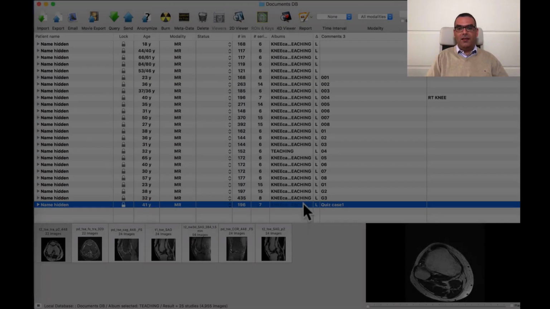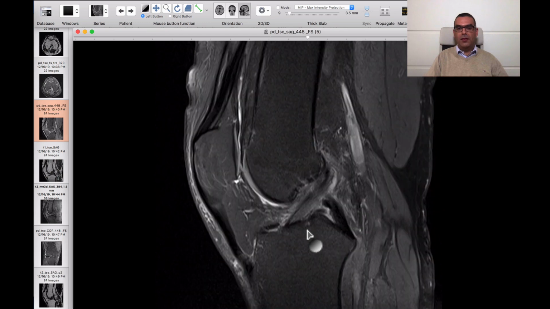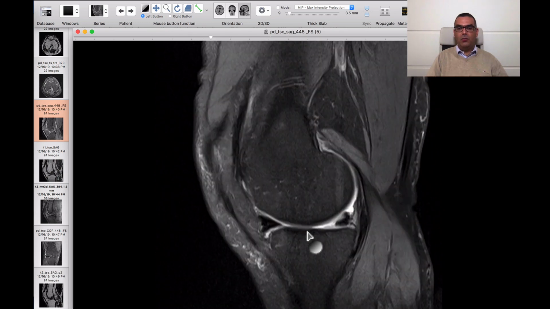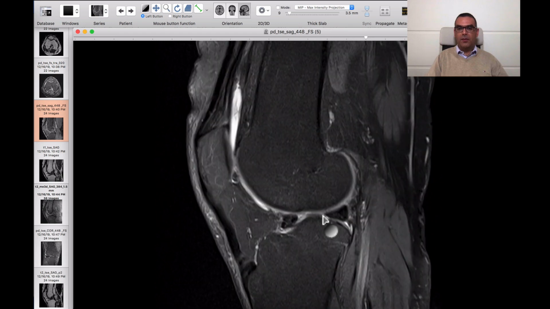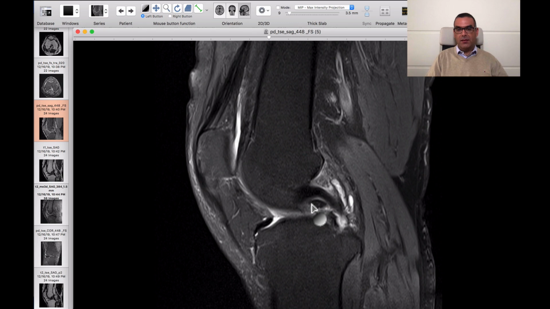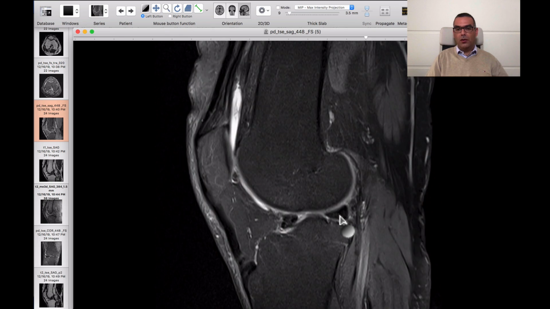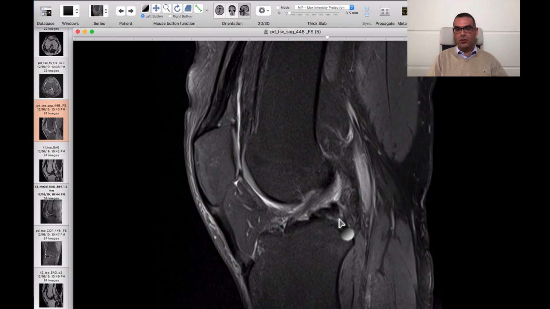But first of all, let's address the quiz case we showed at the last video. In this case, we were asking about this structure. So we reviewed the MRI of the knee quickly, and we were asking about this structure. So this structure is actually a normal structure. This is the meniscofemoral ligament, and it arises from the posterior horn of the lateral meniscus. As you can see here, this is the posterior horn of the lateral meniscus.